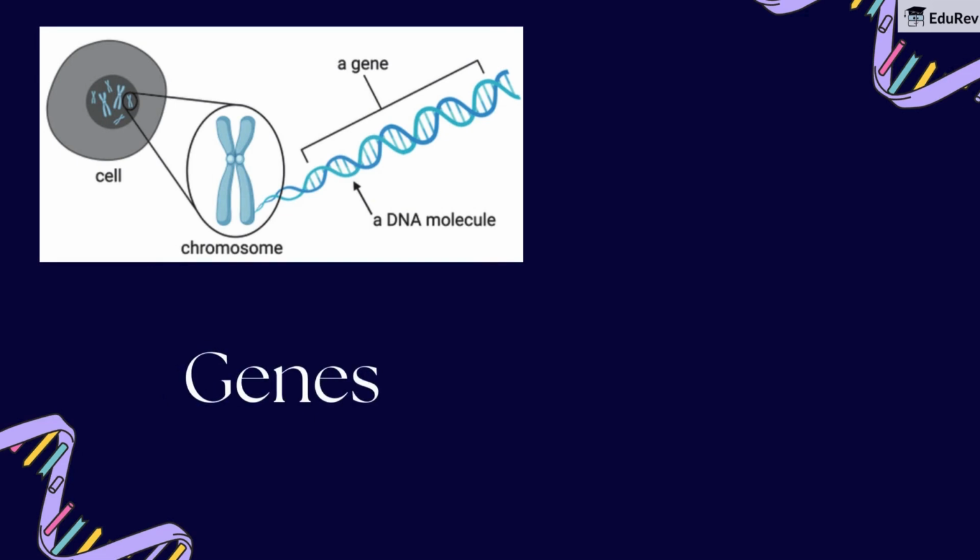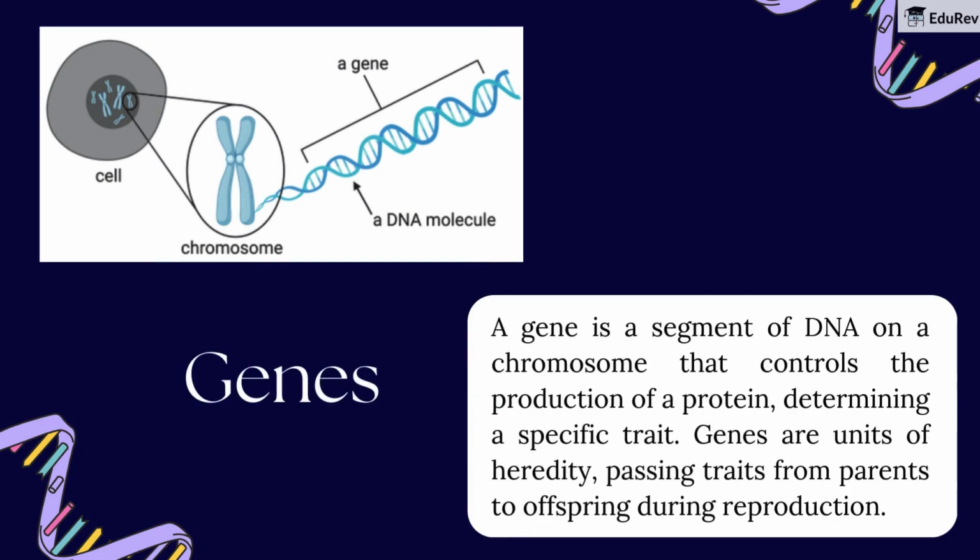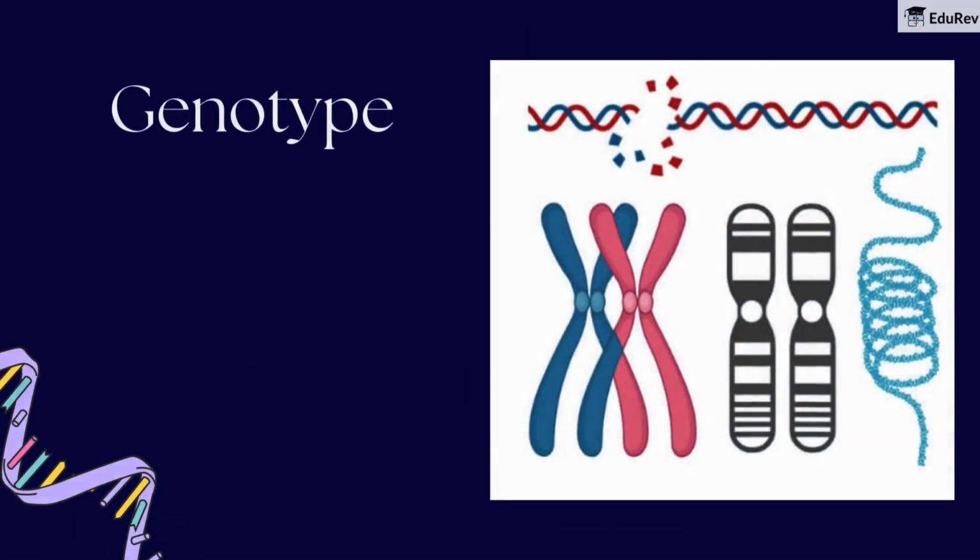A gene is a segment of DNA on a chromosome that controls the production of a protein, determining a specific trait. Genes are units of heredity, passing traits from parents to offspring during reproduction. Next, we have genotype and phenotype.